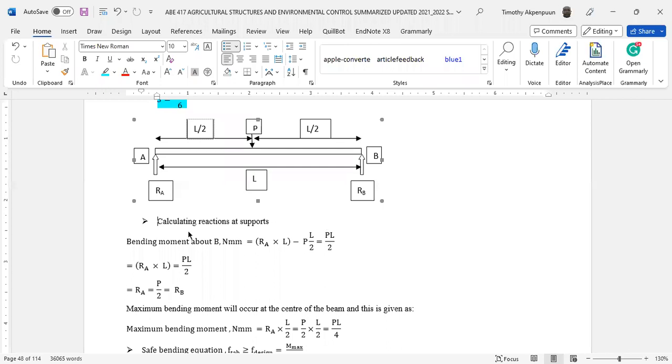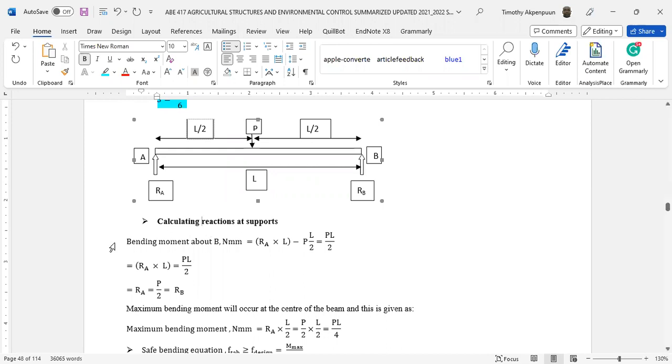Okay, taking moment about point A. You first of all have to define your directions. Is up positive? If you take up to be positive, downward loads will be what? Negative. Negative, sir. Yes. Okay.